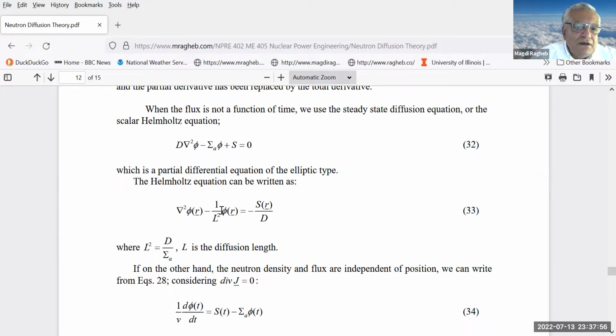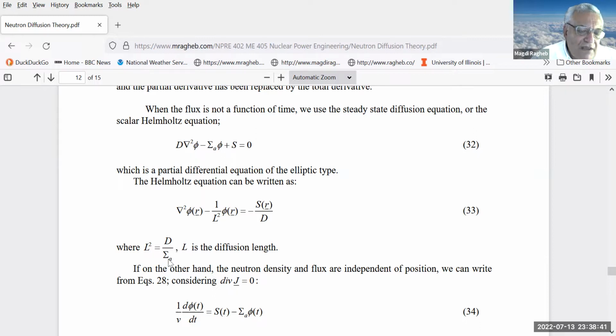And when you get sigma sub a, the macroscopic absorption cross section, divided by the diffusion coefficient, you get units of 1 over a distance squared, because the diffusion coefficient has units of a distance, centimeter, say, and the absorption cross section is centimeter minus 1. So together they now have a distance squared. And that distance squared here has a physical meaning.